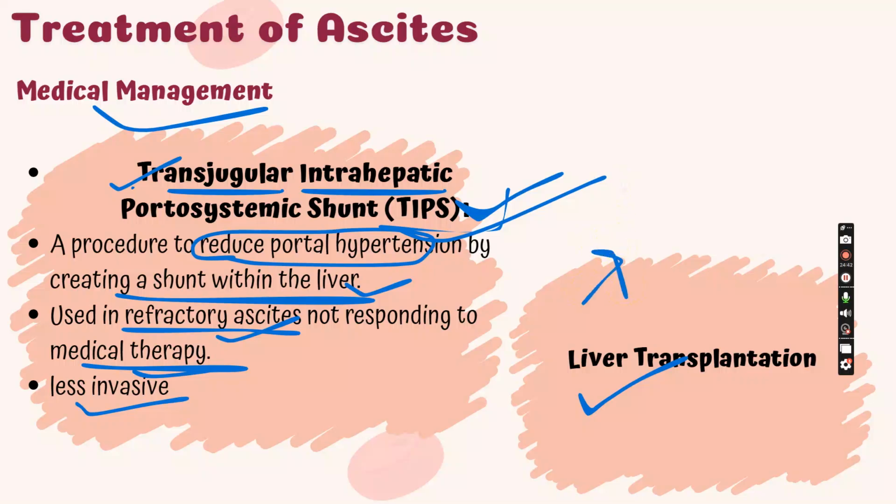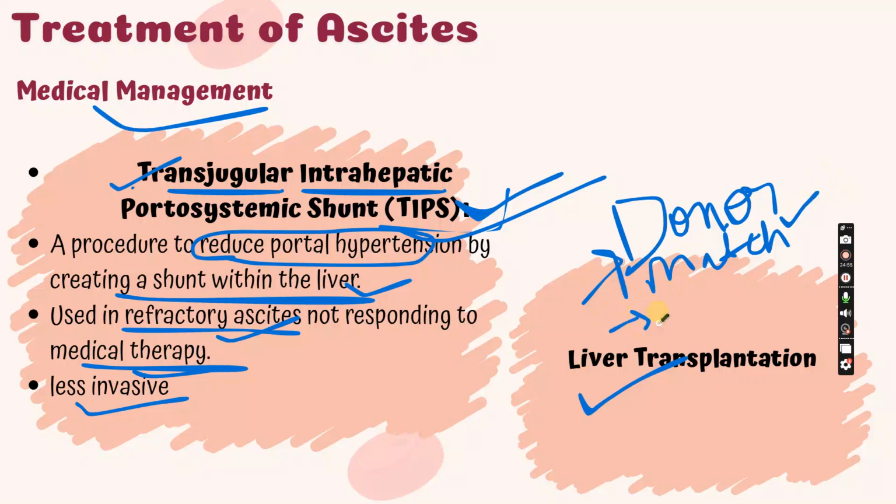Transplantation also has its own criteria. First, we have to find the donor. Then we have to get it matched, to check whether the donor is a match or not. Another thing is we have to give the patient immunosuppressants during transplant, because sometimes the patient's body might reject the new liver. So that's why we have to put the patient on immunosuppressants.